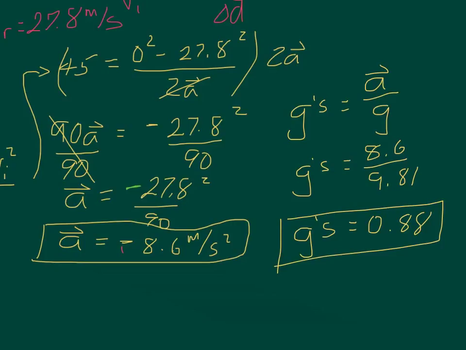Finished. Or your written answer. Therefore, the people in the vehicle are experiencing a negative acceleration of 8.6 meters per second squared, which applies a force of 0.88 Gs on their body. Finished.